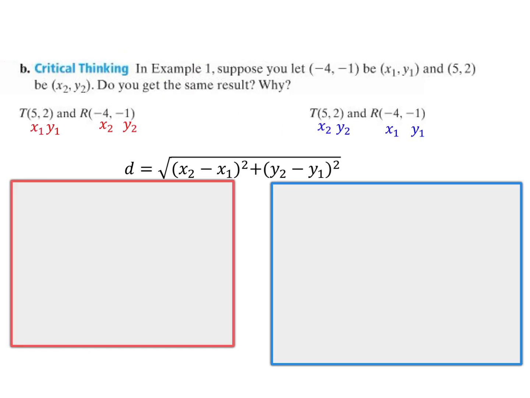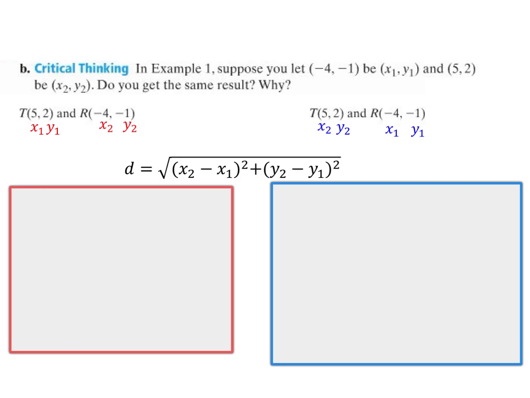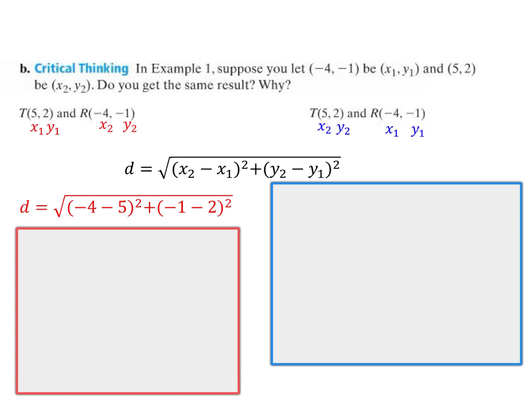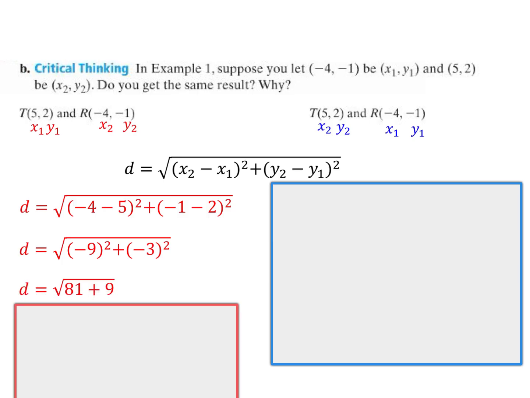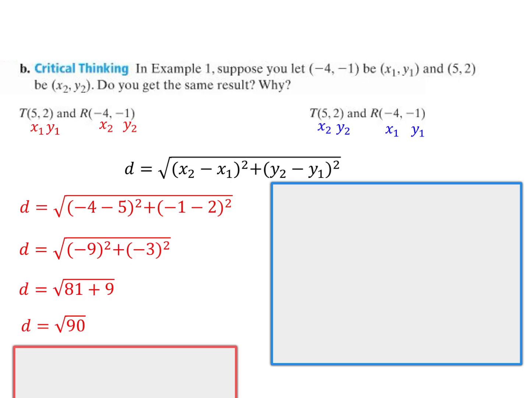Now, some of you may ask, does it matter which point I call x1, y1, and x2, y2? And technically speaking, it shouldn't matter. If I look at the example, let's say I call (5, 2) x1, y1, and (-4, -1) x2, y2. When I plug into the formula, it'll look like this. If I keep going, it becomes -9 squared plus -3 squared. And when we square a negative number, it becomes positive. So it becomes 81 plus 9, which gives us the square root of 90.